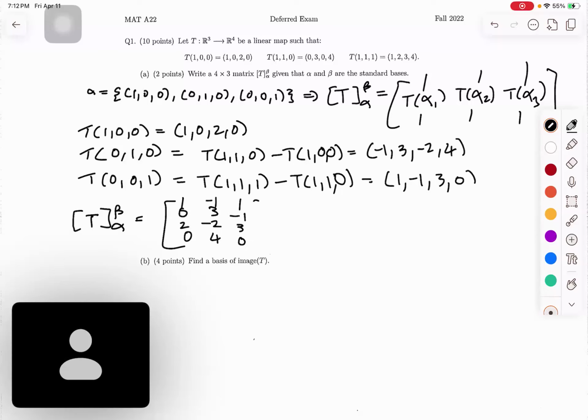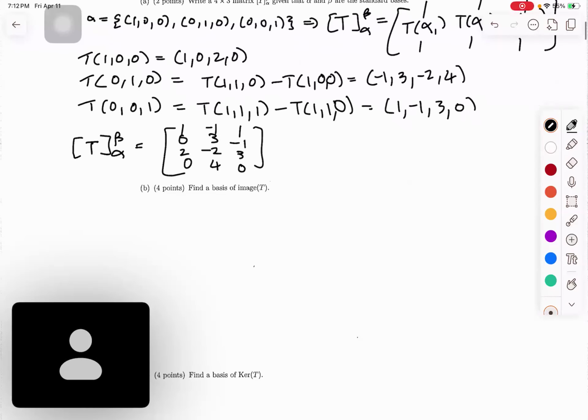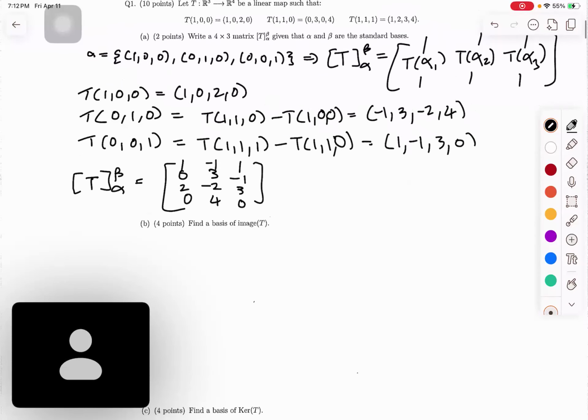Okay, for part B it is asking us for a basis of the image of T. Since we know it's a 4 times 3 matrix, we know that there are at most 3 vectors in the matrix, and then we just have to check that all 3 of these vectors are linearly independent. One way to do that is to take the row-reduced echelon form of the matrix. And so we can put that in.